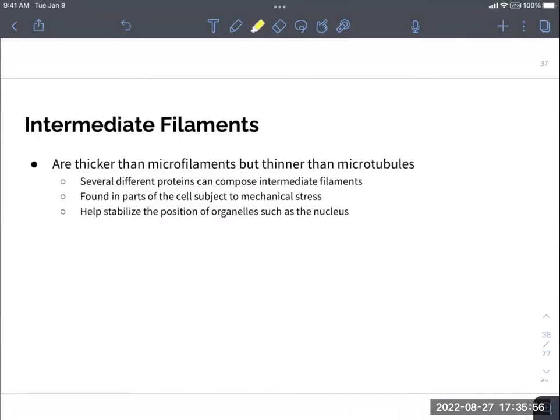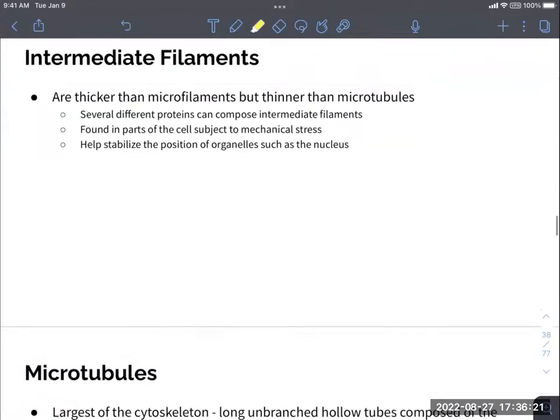There are many different proteins that make these intermediate filaments. They're found in parts of the cell that have a lot of mechanical stress. It could be a lot of pressure, it could be pretty much anything. But they also help to stabilize the organelles and the nucleus. That nucleus needs to be protected because that's where your DNA is.